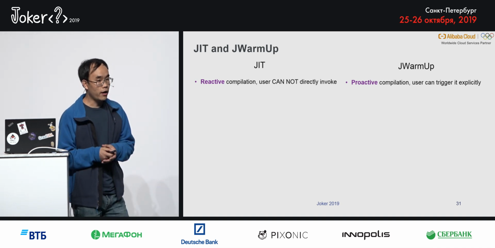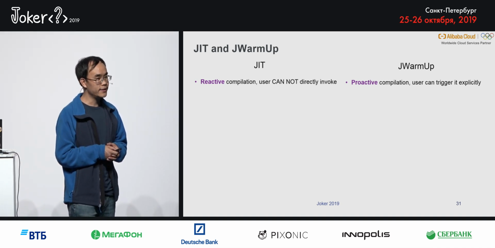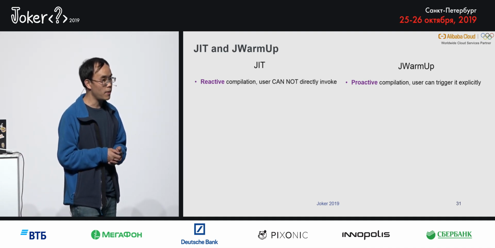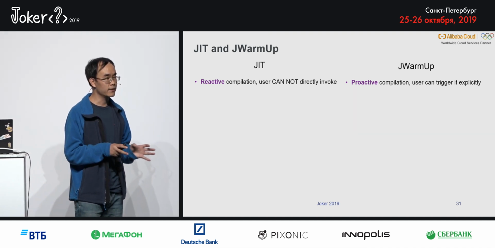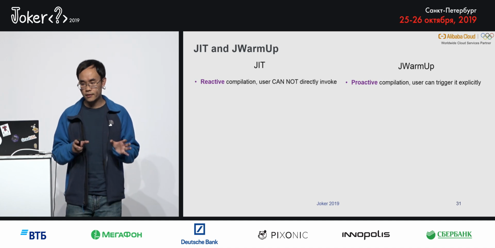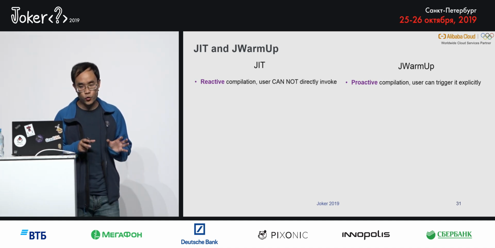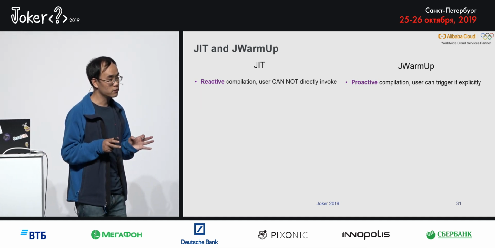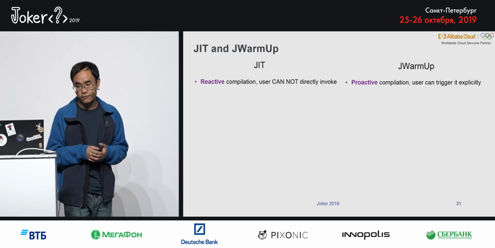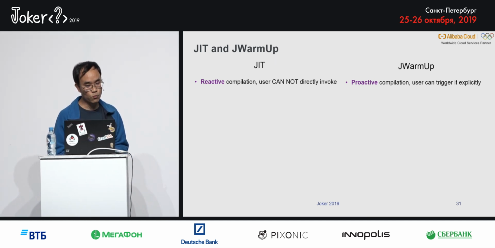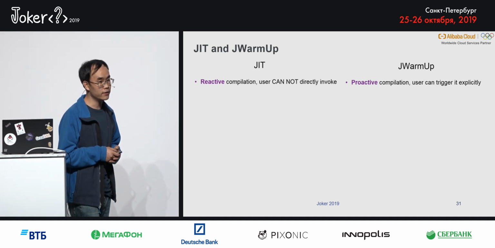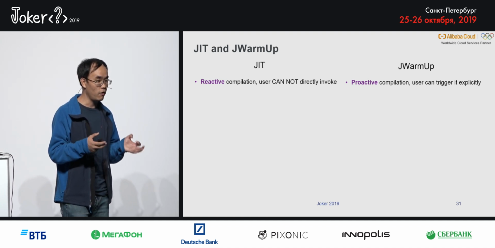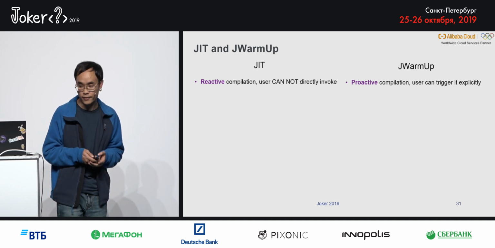So in order to give you a good understanding of JWarmup, I'll give you some comparison between just-in-time and JWarmup. What's the difference between JWarmup and just-in-time? The first thing is I think the just-in-time compiler is reactive compilation. The user cannot directly invoke the just-in-time compiler, right? But for warm-up, I think it's proactive compilation. You can tell the JVM, I'm ready, I want to trigger compilation for me. So you can trigger that.